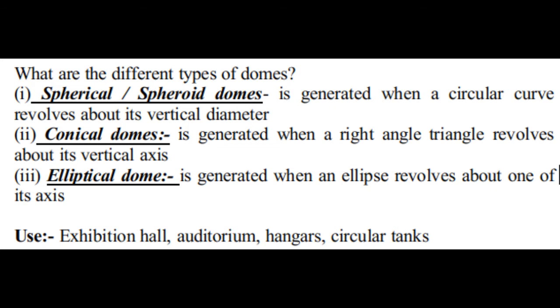And the last one is the elliptical dome. It is generated when an ellipse revolves about one of its axes. An ellipse has two axes, major axis and minor axis. So if the ellipse revolves about any one of its axes, an elliptical dome is generated. Generally, domes are used in structures such as exhibition halls, auditoriums, hangars, circular tanks, etc.